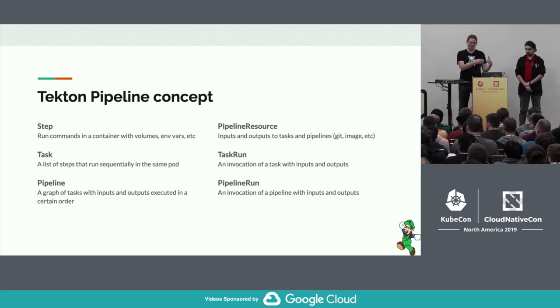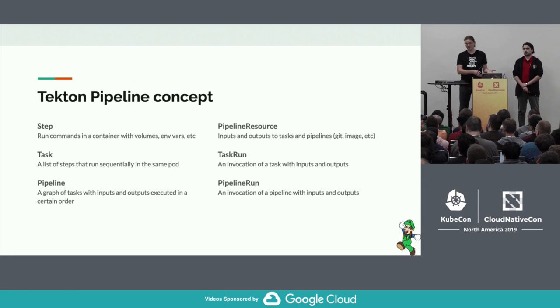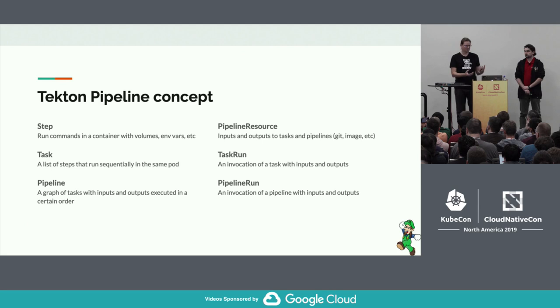And the pipeline, which is a graph of tasks. So we can have tasks running in parallel or sequentially. It all depends on how you define dependencies between the tasks in terms of resources. And this is the next CRD that we define: pipeline resources, which is an abstraction on top of a common type of resources that you may want to use in your pipelines, like a Git repository or a Docker image, or even a Kubernetes cluster. Let's say you want to deploy to a Kubernetes cluster, you need credentials, so that's your resource for that.